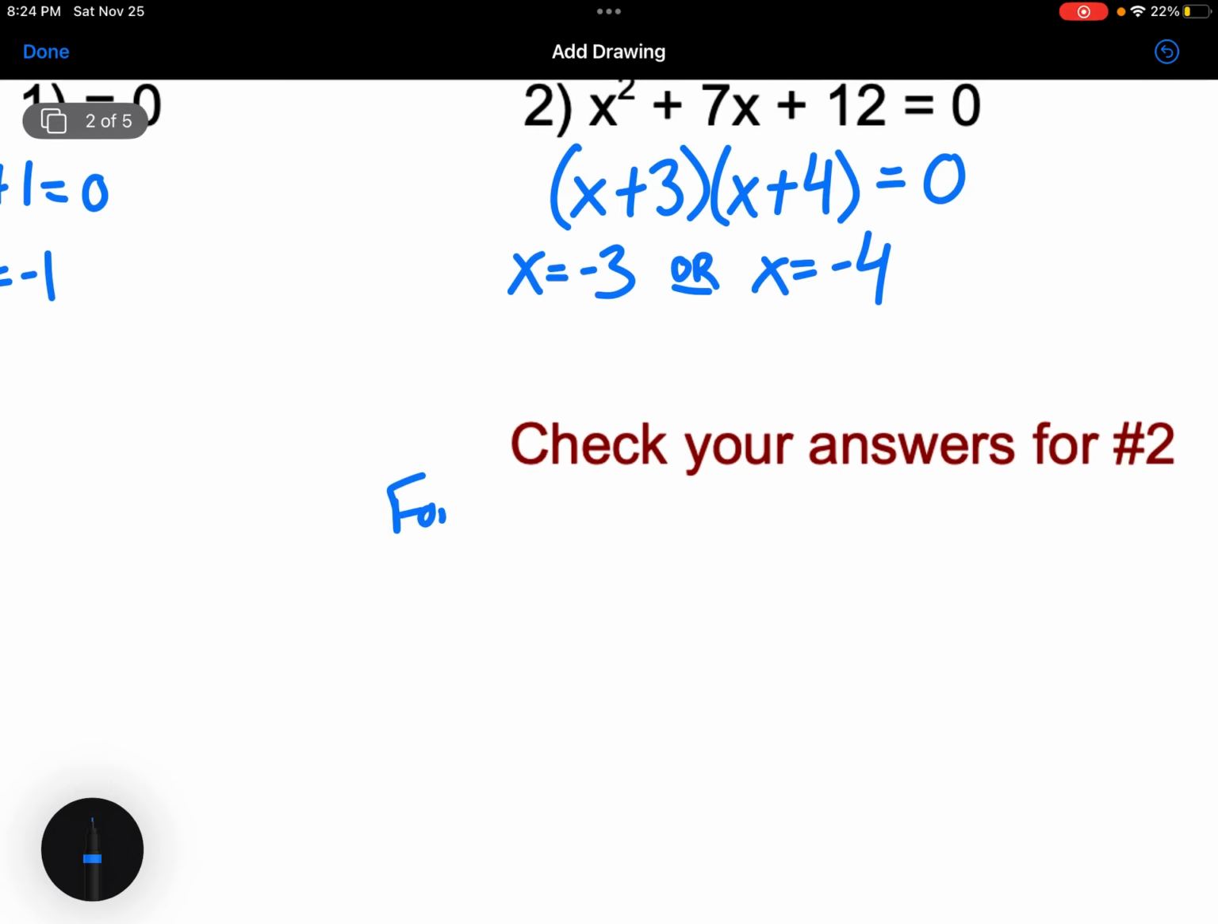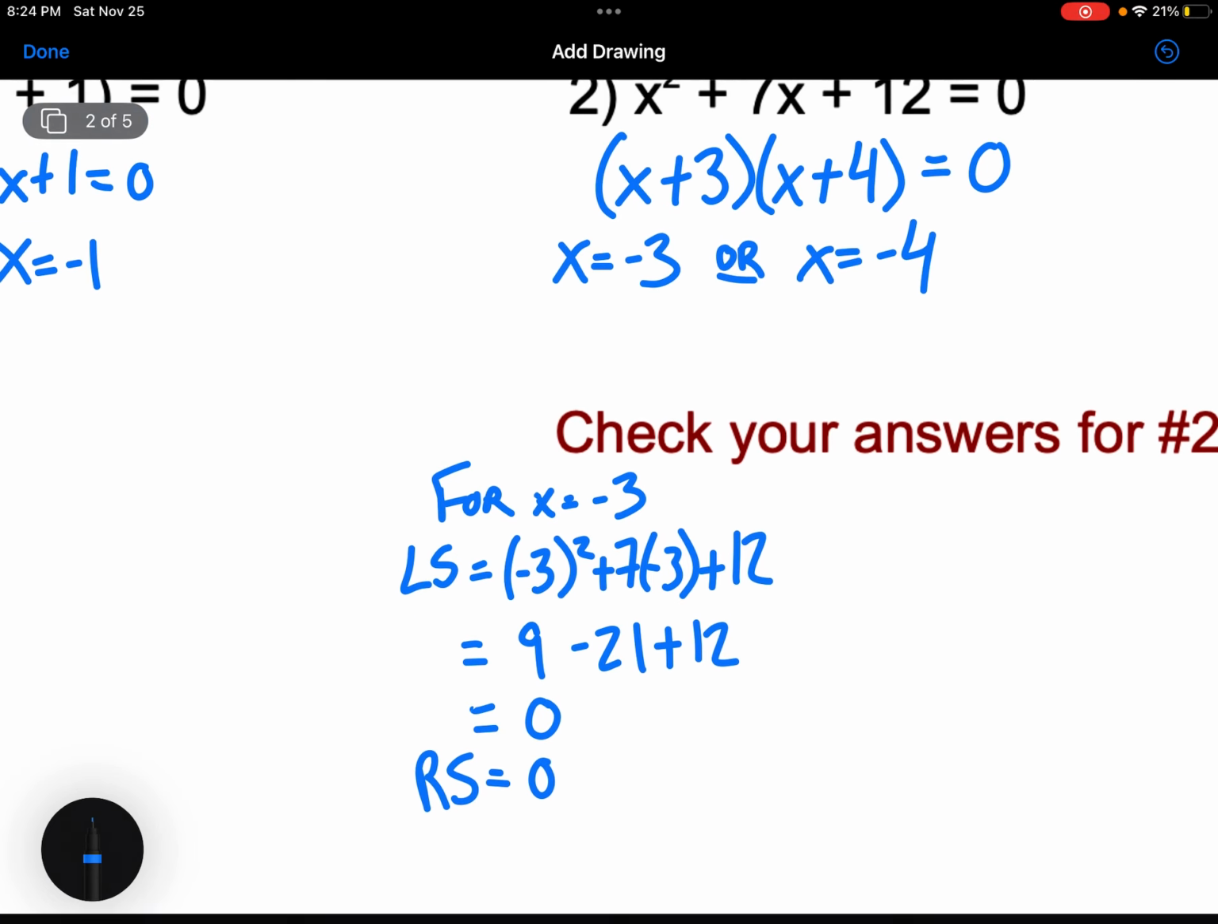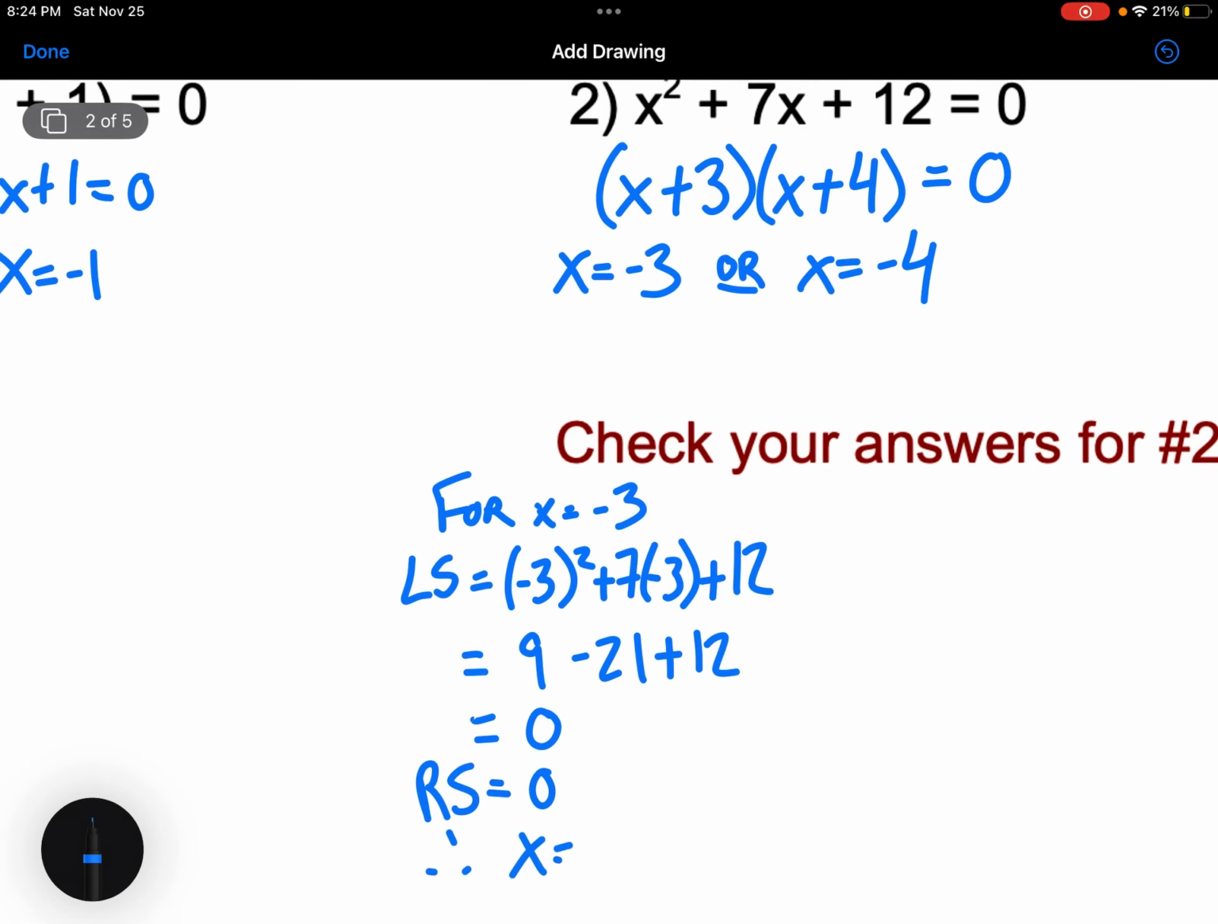So for x equals negative 3, we'd have left side equals negative 3 squared plus 7 times negative 3 plus 12. So that's going to be 9 minus 21 plus 12, which is 0. The right side is also equal to 0. Therefore, x equals negative 3 is a solution.